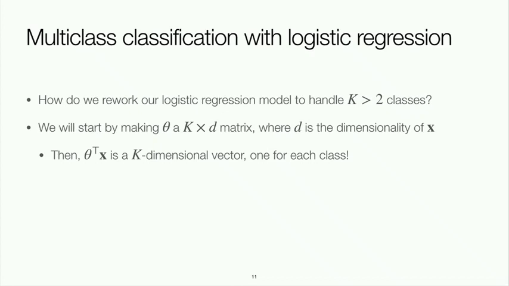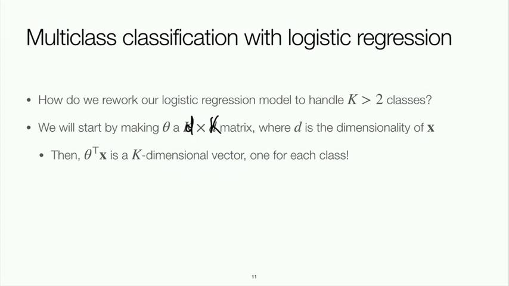Then, if I take theta transpose x, nope. Theta is a d by k matrix, because I want to transpose it. So this should say d by k, because then theta transpose is going to be k by d, which is what I was hoping for. So theta transpose x, for a d by k matrix theta, is going to be a k-dimensional vector, one for each class. But we still are getting out these unconstrained real numbers. It's just a matrix vector product at this point.